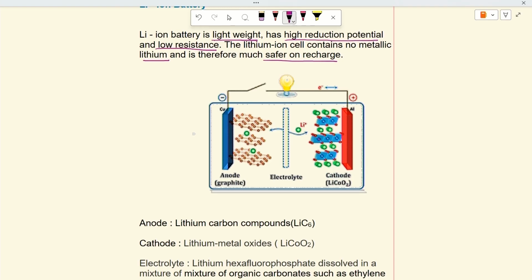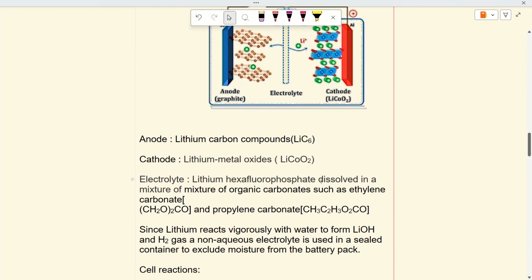Now, what happens during recharging? These lithium ions come back to the anode. Or you can say that during discharge there is a movement of lithium ions from anode to cathode, and during recharging we have the movement from cathode to anode. Lithium moves like that. Now, let us go in detail.